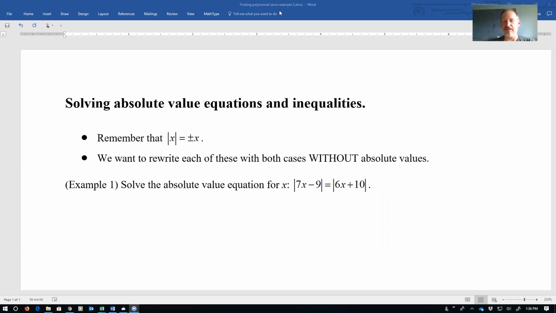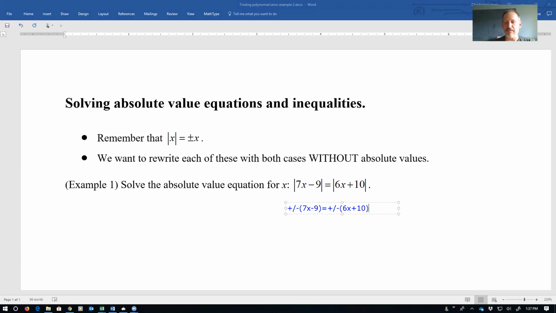In the first example, we want to solve the absolute value equation for x. We have the absolute value of 7x minus 9 is equal to the absolute value of 6x plus 10. We will go ahead and write this without absolute values. I will have plus or minus 7x minus 9 is equal to plus or minus quantity 6x plus 10. We really have four cases here. We have plus, plus, plus, minus, minus, plus, minus, minus.